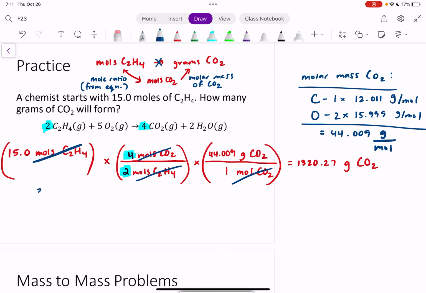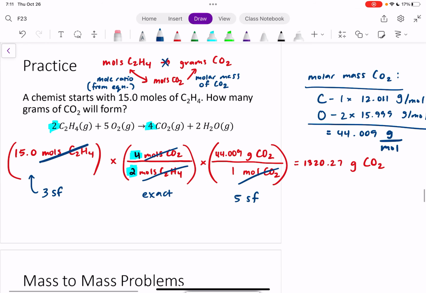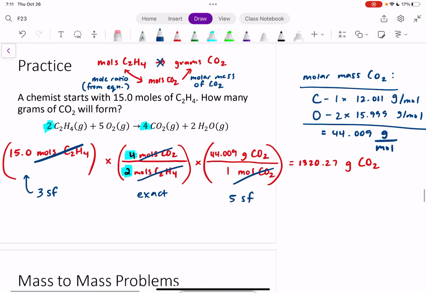And now let's just double check our sig figs. So here we've got 3 sig figs, and generally you're probably going to look at this first train track to get your number of sig figs, because that's typically the measured value. But let's just double check. This is exact because it's a ratio. And then this one has 1, 2, 3, 4, 5 sig figs. So we will say we've got 3 sig figs, which is going to give us 1320, or 1,320 grams of CO2. Quite a lot of grams of CO2.